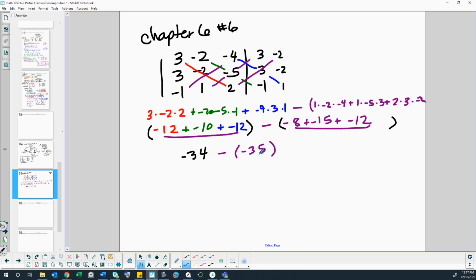So negative 34 subtracted negative 35 is 1. So the determinant, all that work to determine that it's 1. Which means if we were using this as something like Cramer's rule or whatever, that's kind of nice. So it means we're dividing by 1.